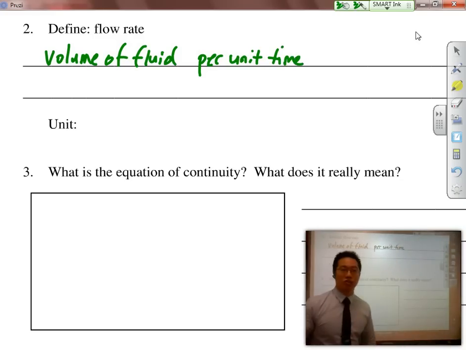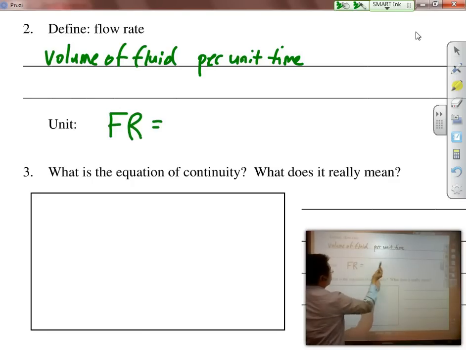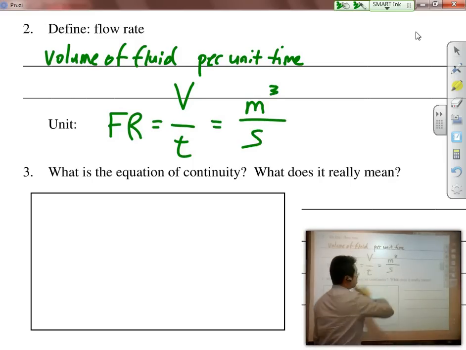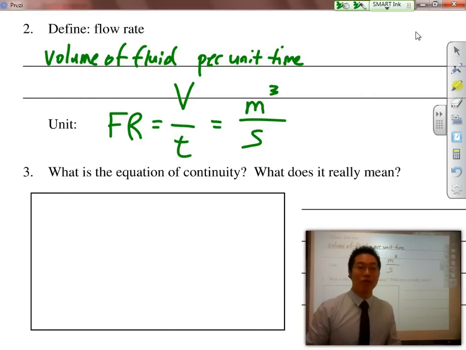Okay, so if I actually had to make this a formula, the flow rate, FR, would equal volume over time, which is the same thing as meters cubed per second. Okay, so flow rate is literally how much fluid is coming out per given second.